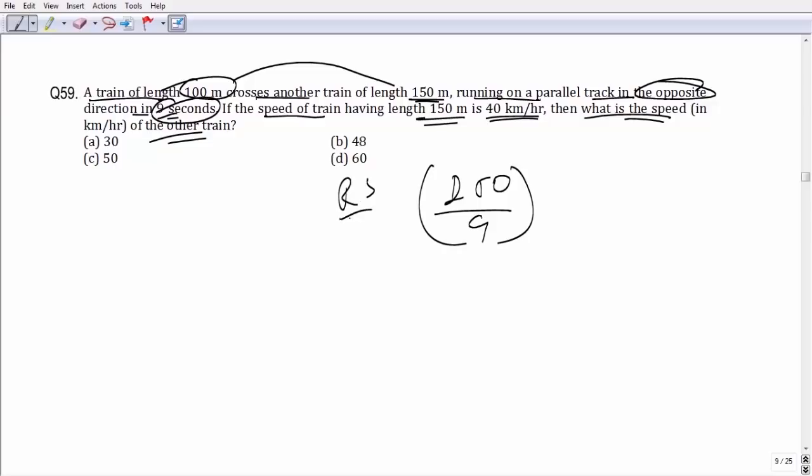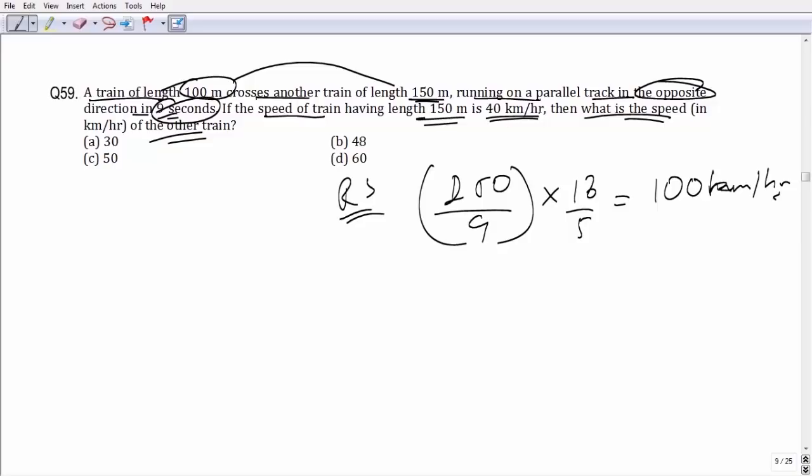So with that view, we can say that this will turn out to be our relative speed between the two trains, and that will be in meters per second. So for kilometer per hour, all we need to do is multiply it by 18 by 5, and the answer turns out to be 100 kilometer per hour.